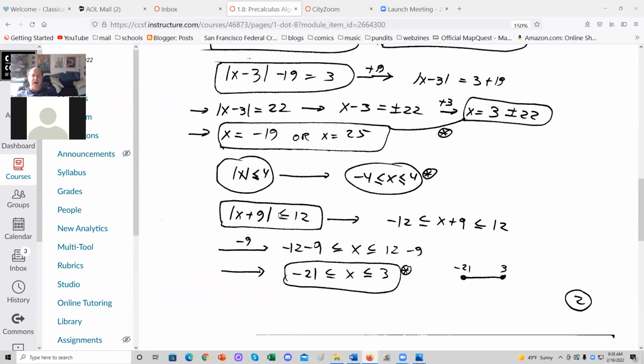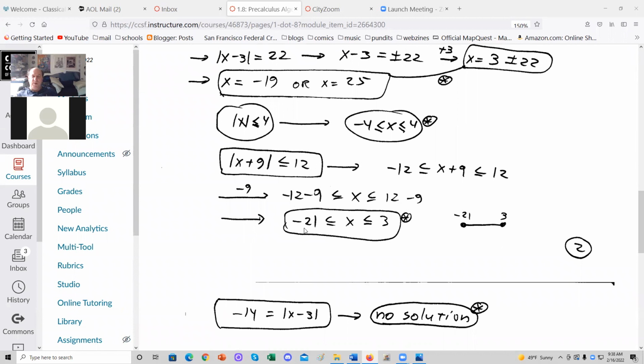Absolute value of x plus 9 less than or equal to 12. Okay, so x plus 9 is within 12 units of 0. So x plus 9 is between negative 12 and positive 12. We solve this by subtracting 9 from all three parts. We get negative 12 minus 9 is less than or equal to x, is less than or equal to positive 12 plus 9. That simplifies to negative 21 less than or equal to x less than or equal to 3. This closed interval.